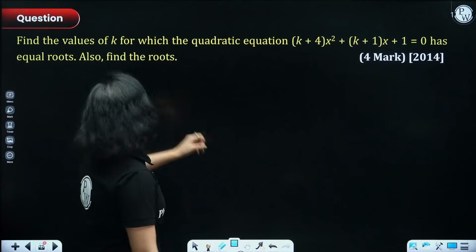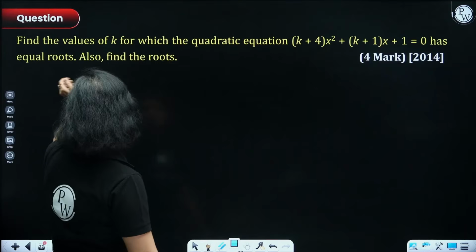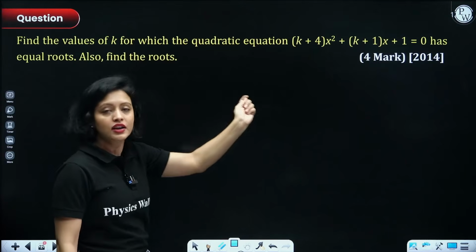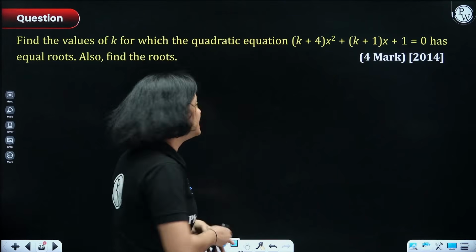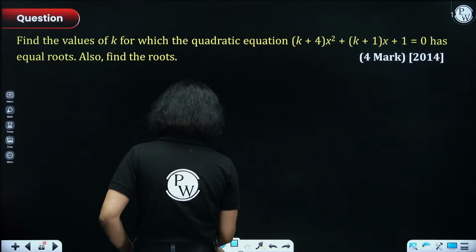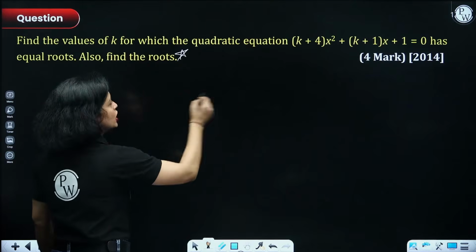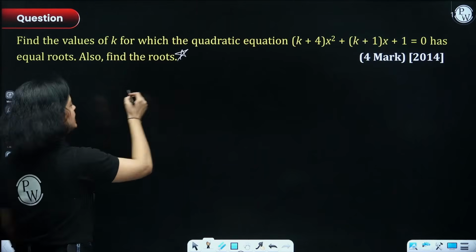Okay? Find the values of k for which the given quadratic equation equal to 0 has equal roots. Also find the roots. Now this question has come again and again in board exams. So this is a pretty important question, guys, and a very easy one at that. So let's do it. It is given that this one has equal roots, right?